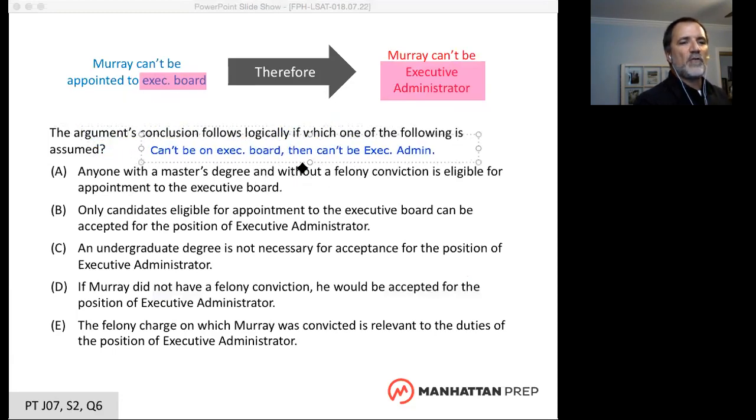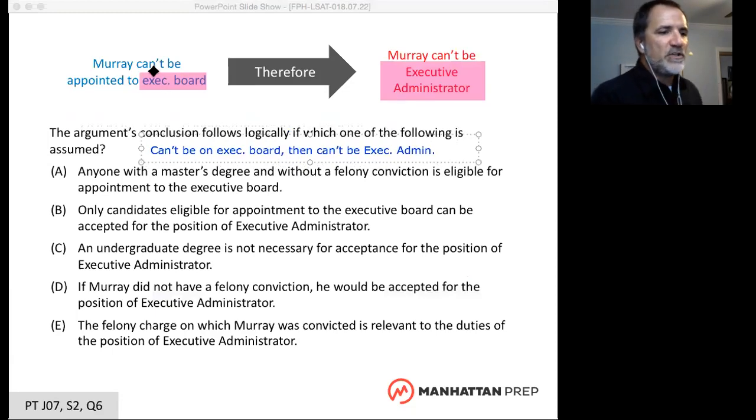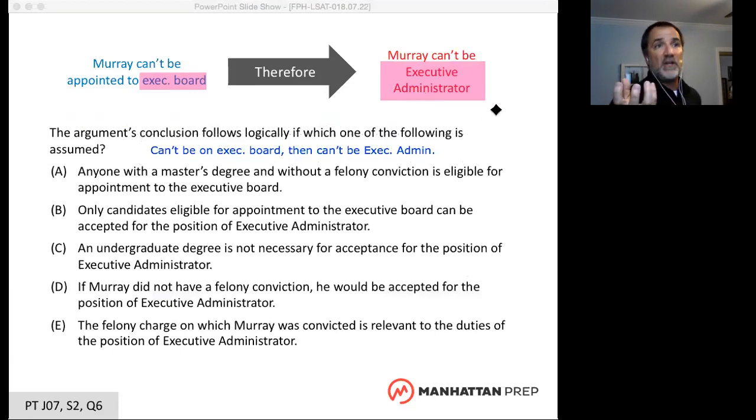So this is another important step in the process. It's predicting an answer choice. Once you boil down an argument to these pieces, the argument core, what's the premise, what's the conclusion, and you notice there's a shift from one idea in the premise to a different idea in the conclusion, you want to take a moment to do what we've been doing all night.